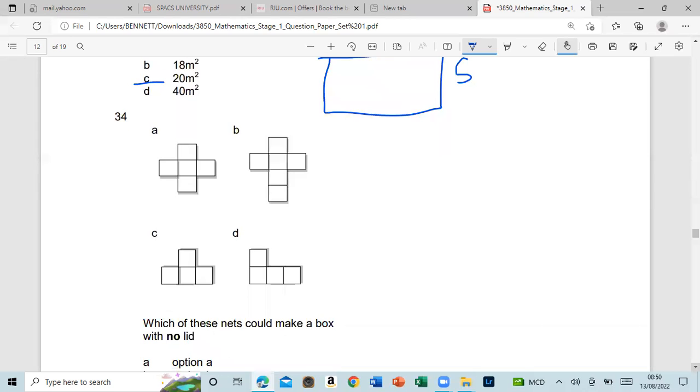Let's look at this one now. They give you the shape, and they say, which of these nets could make a box with no lid? Which of these could make a box? You understand what I mean by lid? Nothing is covering the box, no top, right? Very good. So it's an open box. We can make an open box.